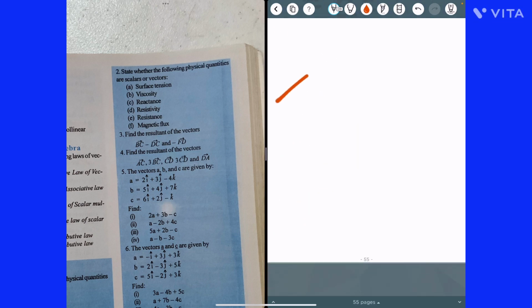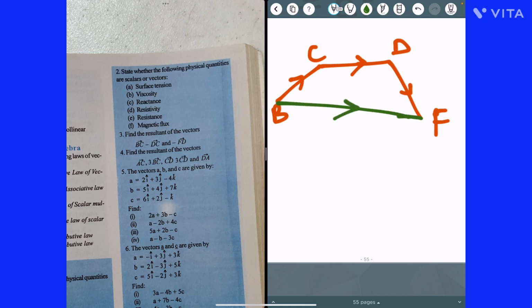Do you understand? Let me try and indicate with letters. BC, CD, arrows, DF. BC plus CD plus DF is the same thing as what? BF. So that means going from here to this place to this is the same thing as going straight from B to F. Very, very easy. So take note of that. That's question 3. Let's go to question 4.